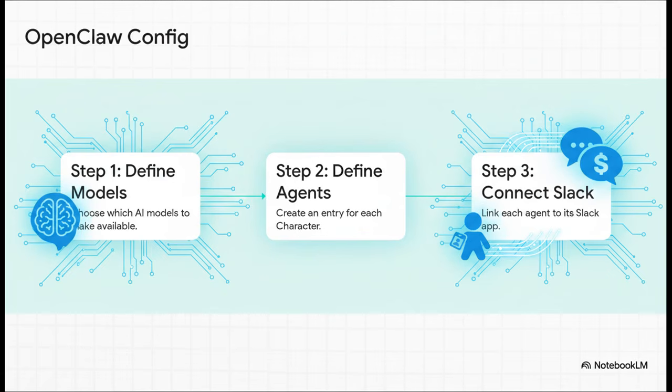The configuration here all happens in one central JSON file. Inside that file, you'll do three main things. You'll define which AI models you want to use. You'll define the agent itself, giving it an ID and telling it where its workspace is. And then finally, you'll connect it all up to that Slack app we just created.